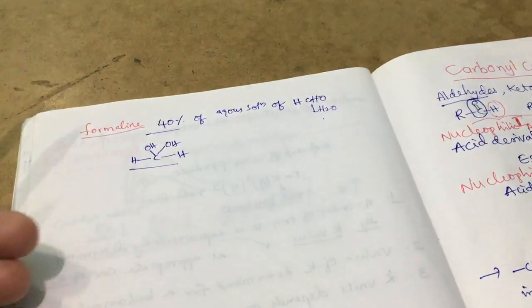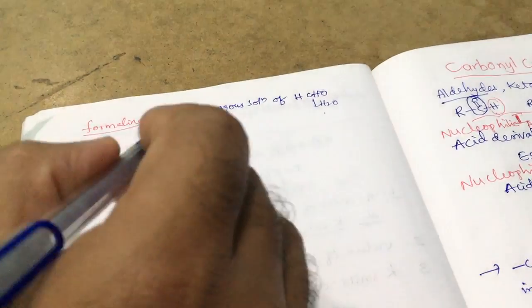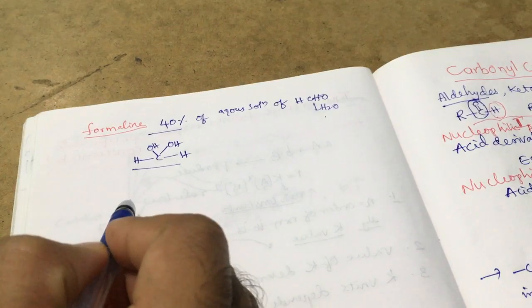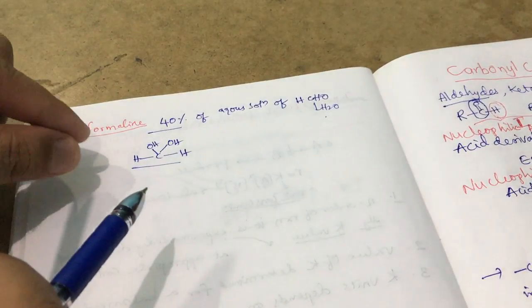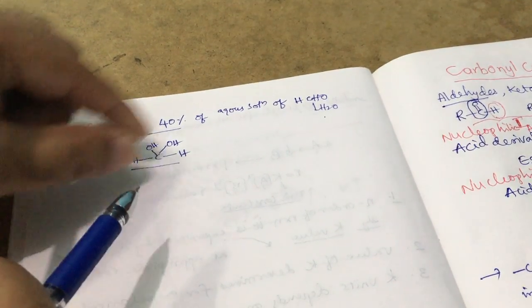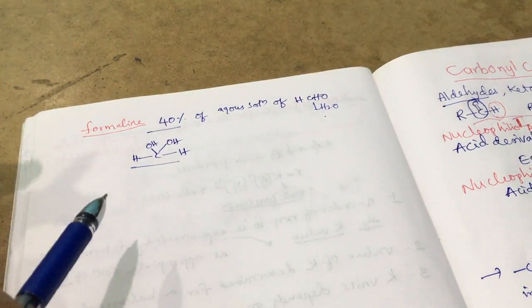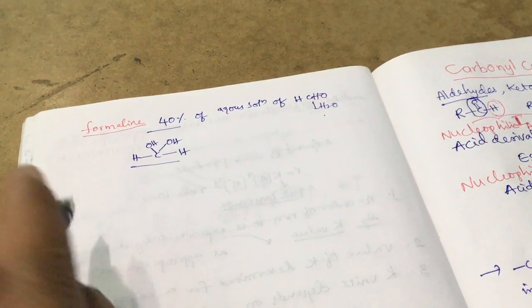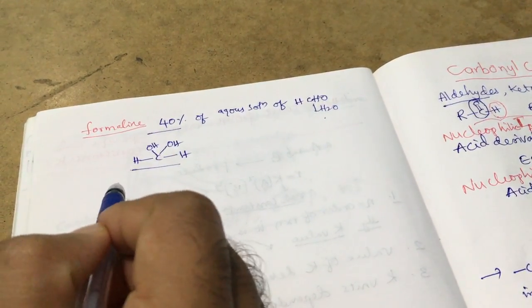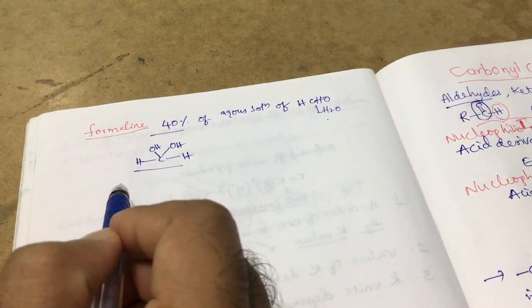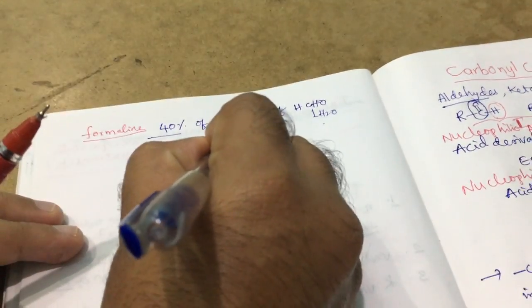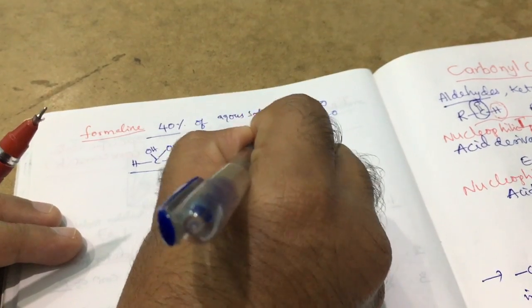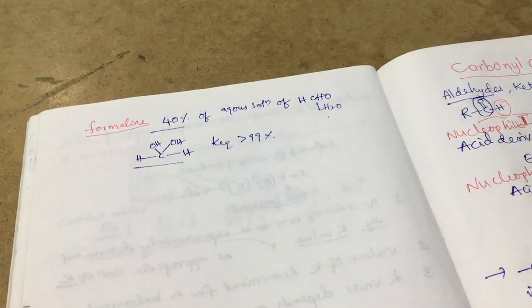It is a reversible reaction. But compared with other aldehydes and ketones, its reactivity with water molecules is greater. Formaldehyde reactivity is greater than other aldehydes and ketones, because there is no bulky group. That's why its reactivity is more. So it exists better in hydrated form. If you consider the equilibrium constant K, this hydration reaction is greater than 99%.